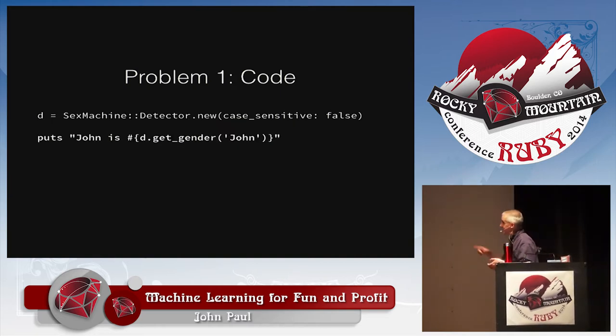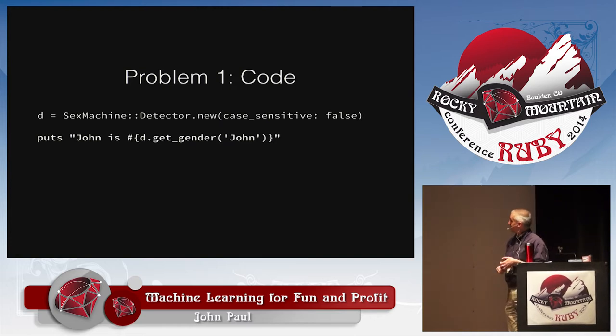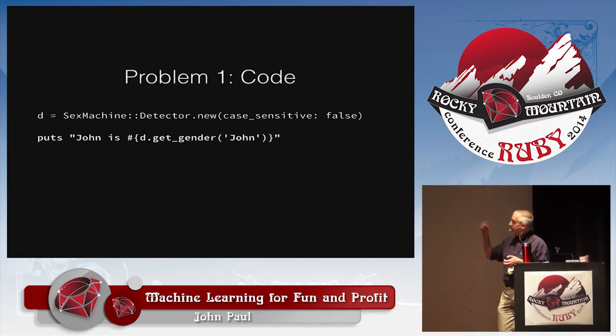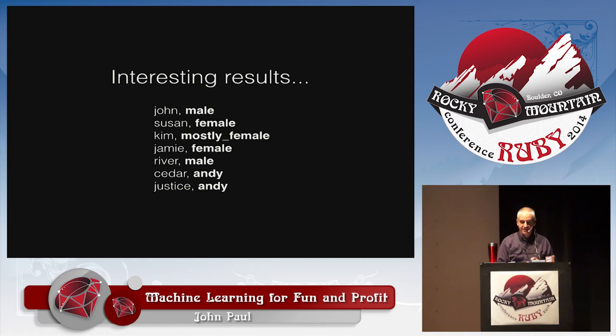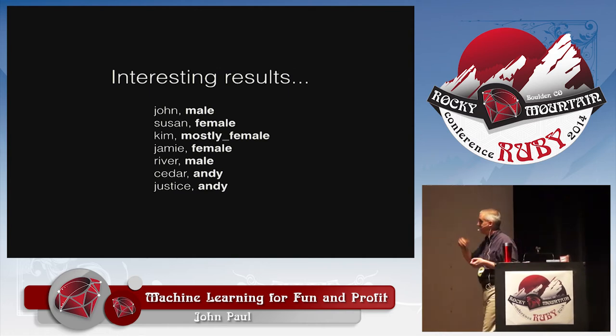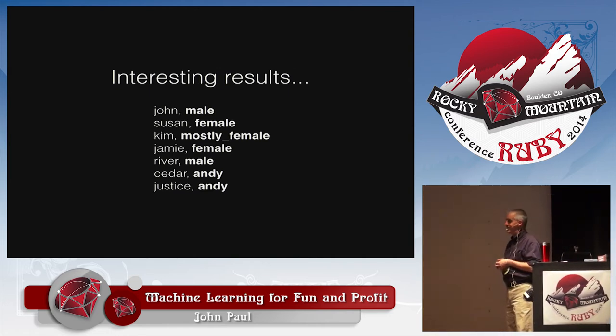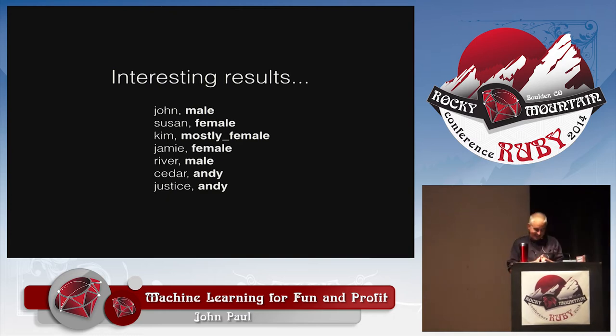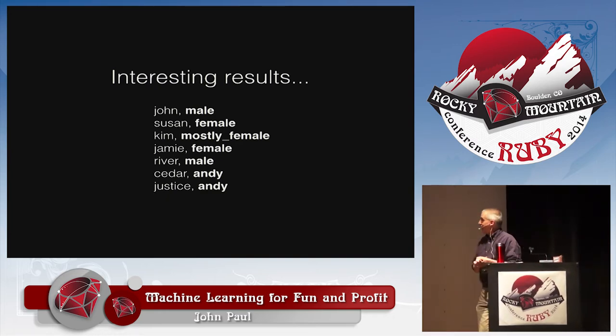So that's one practical application of this. This is what the code does. We get a detector with Sex Machine, we give it names, and it prints out genders. So for instance, this is real results from a set of data, and all this data is in that repo. So you laugh at that.